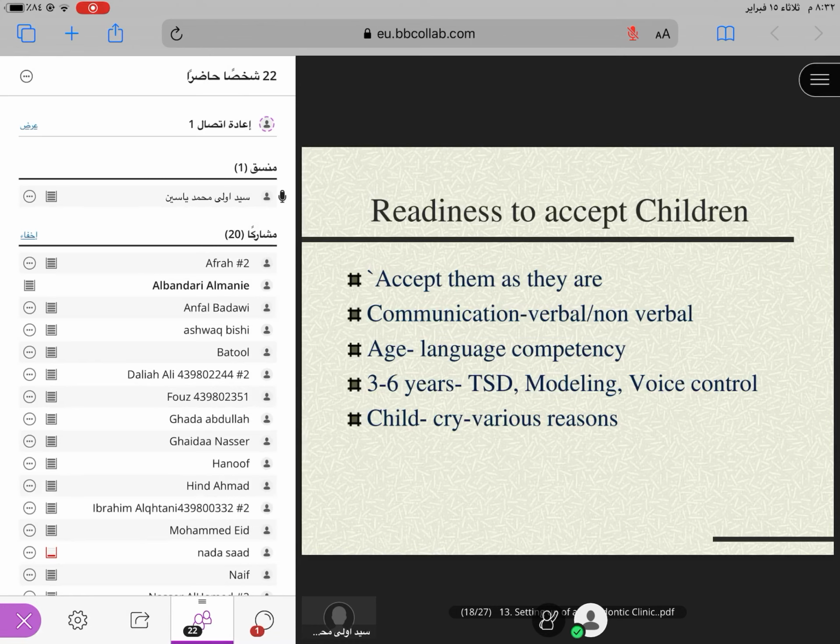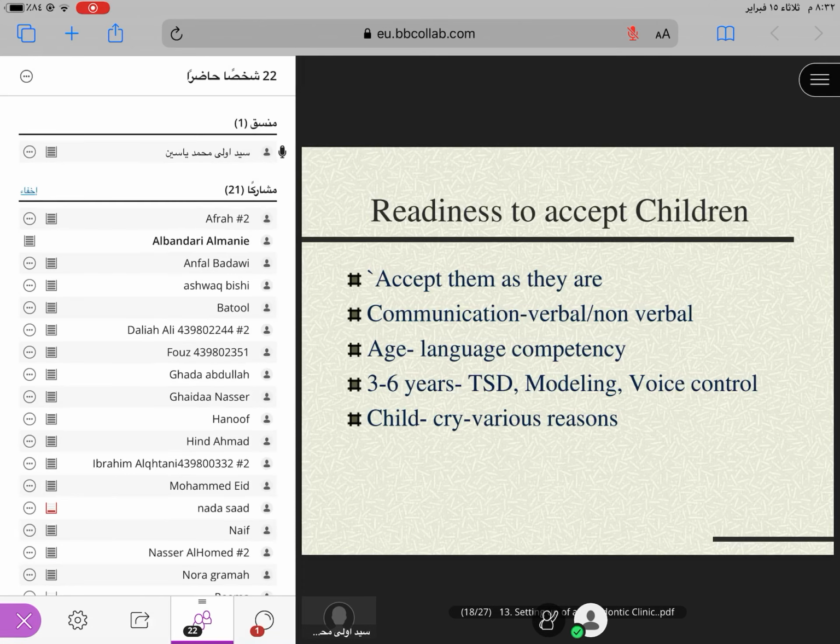Voice control is also a behavior management technique, used where tell-show-do fails and modeling fails. Voice control is nothing but the dentist raising his voice. Sometimes the child cries for no reason. Even if you are not doing any procedure, they keep on crying. In those conditions, if you raise your voice, most of the time they tend to listen to you. This is called the voice control method of behavior management.